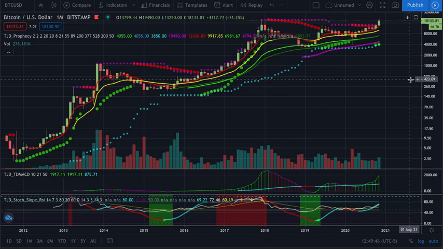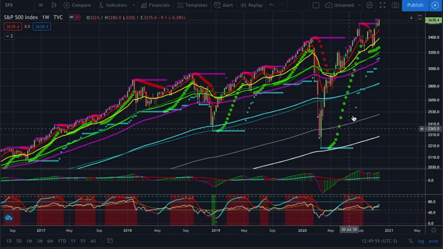You go out and buy a Toyota Corolla because it's the number one best rated car of all time. You go out and buy Tesla, and as long as it's above the 200 moving average, you stick with it. And look, this is another example too. This is the weekly S&P.